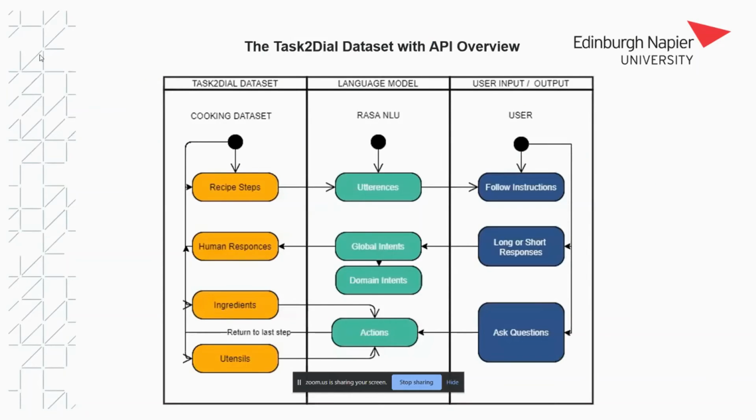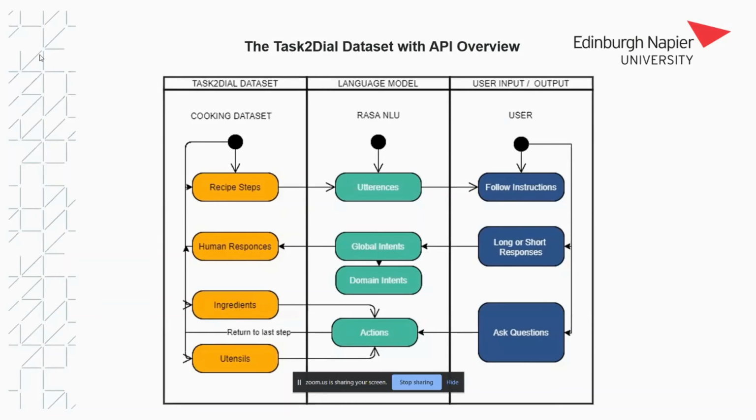So I want to give a quick overview of how the dataset can be used with an API, and this example is with Rasa. From our original cooking dataset, which you can see on the left column, we have our recipe steps, which were turned into utterances for the user to be able to follow the instructions. The user is able to provide long or short responses. The long responses are our domain-specific intents, and our short responses are our global intents, and they were modeled on the human responses from the original dataset.